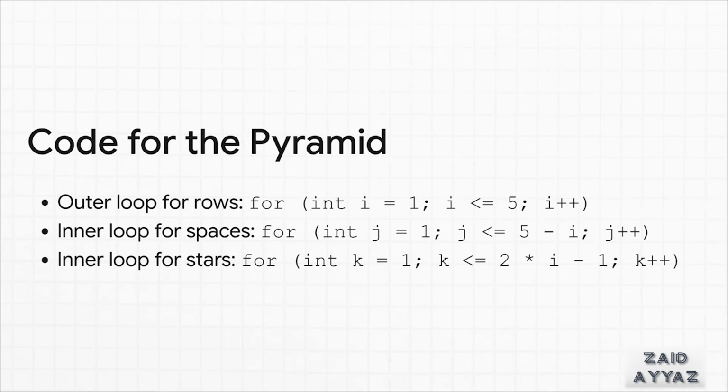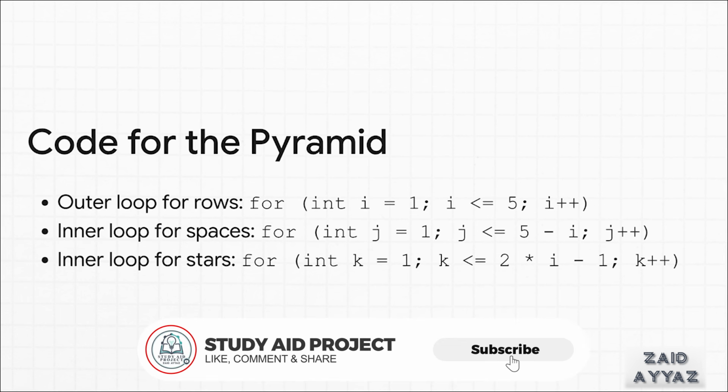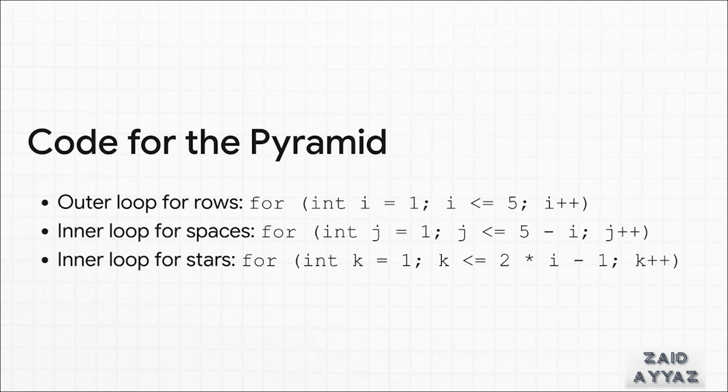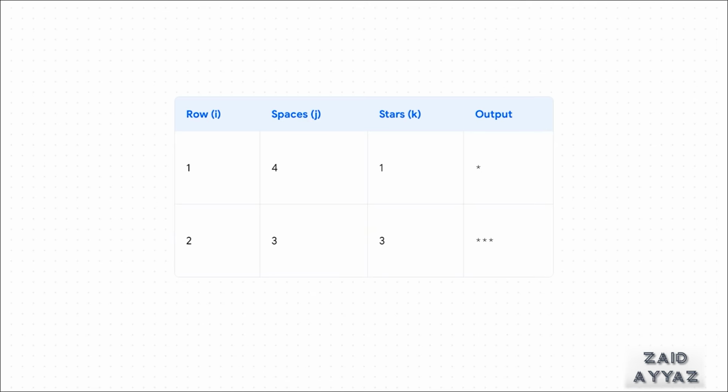Now check out this code. We still have our main outer loop for the 5 rows. But now there are 2 inner loops. The first one handles the spaces, and look at its condition, 5 minus I. That means as I gets bigger, we print fewer spaces. The second one prints the stars, and its condition, 2 times I minus 1, means as I gets bigger, we print more stars. Let's run the numbers.